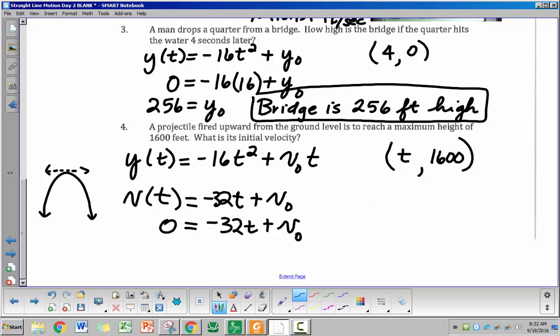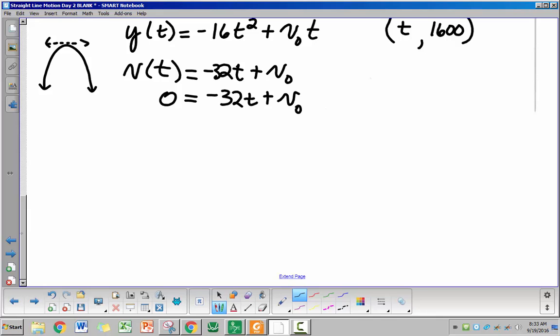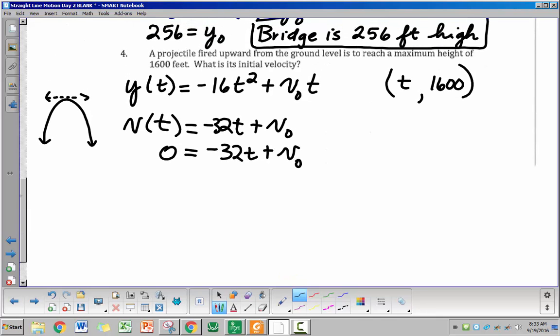Let me ask you this. Do we have 2 equations and 2 unknowns? Because I know that this is going to be 1,600. Do I have 2 equations and 2 unknowns? We do indeed. So what must we do? We must reach into the deepest part of our brain and solve a quadratic linear system.